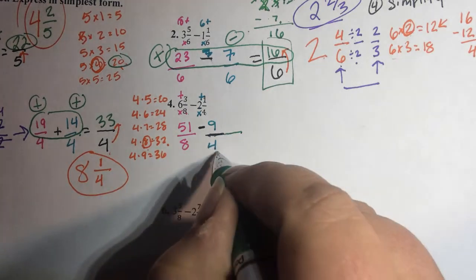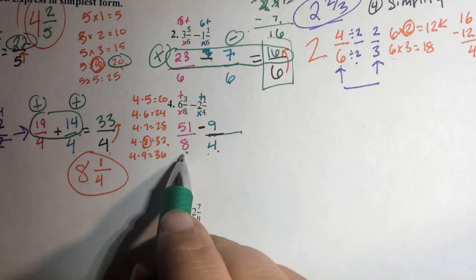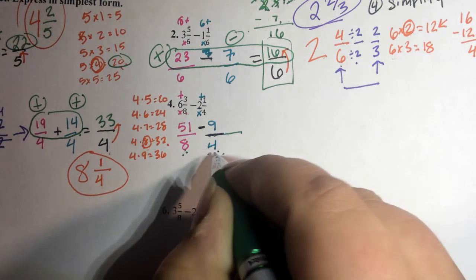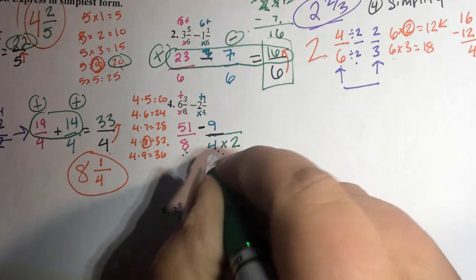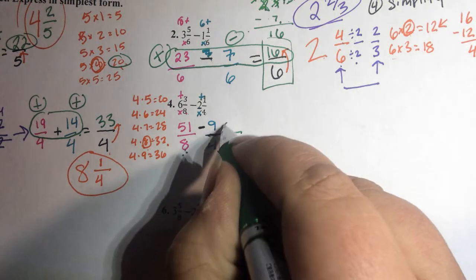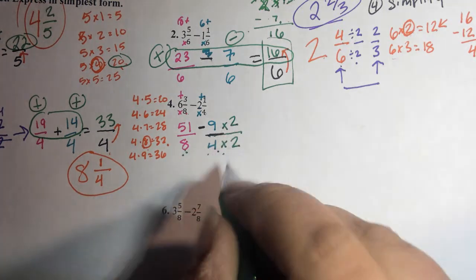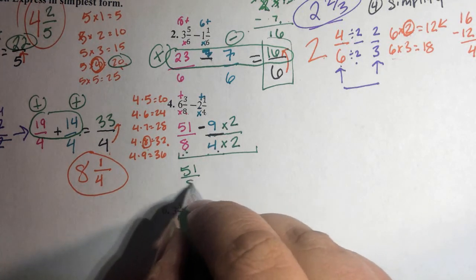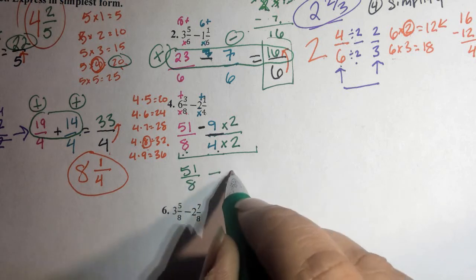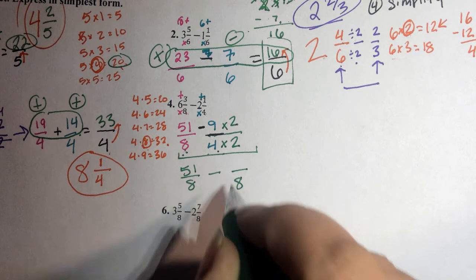I'll tell you, we can make the 4 look like 8. So I don't have to multiply 4 times 8 and 8 times 4. Because I can make the 4, I can multiply it by 2. And 4 times 2 is 8. If I multiply the bottom by 2, I also have to multiply the top by 2. So now let's rewrite this problem. It's 51 over 8 minus the fraction that has an 8 in the bottom. 9 times 2 is 18.